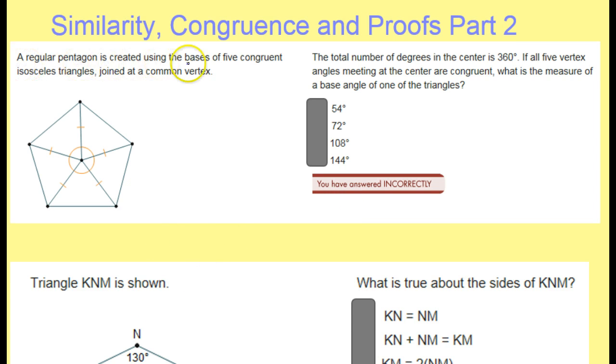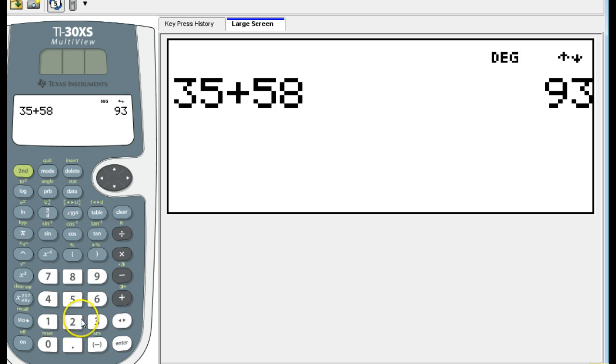A regular pentagon is created using the bases of 5 congruent isosceles triangles joined at a common vertex. The total number of degrees at the center is 360 degrees, of course. If all 5 vertex angles meeting at the center are congruent, what is the measure of a base angle of one of the triangles? Well, obviously we have 5 angles meeting here at the middle, a total of 360 degrees. So let's start by doing 360 divided by 5. That'll tell us the size of each one of these angles.